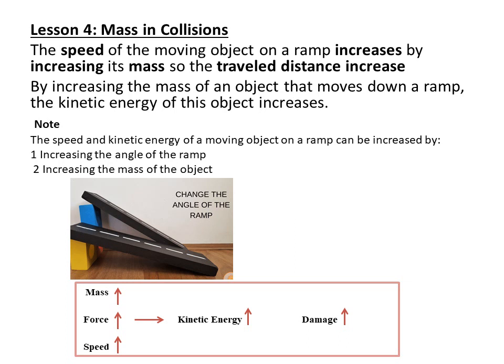So the speed of a moving object on a ramp increases by increasing its mass. By increasing the mass of an object that moves down a ramp, the kinetic energy of this object increases. Note, the speed and kinetic energy of a moving object on a ramp can be increased by increasing the angle of the ramp, of the slope, and increasing the mass of the object.